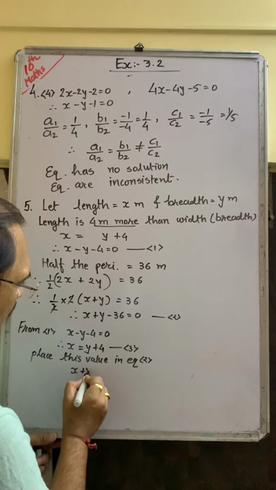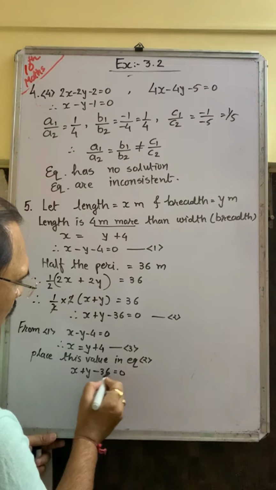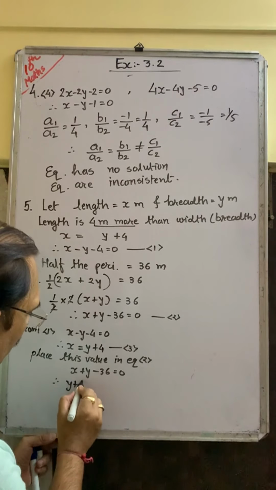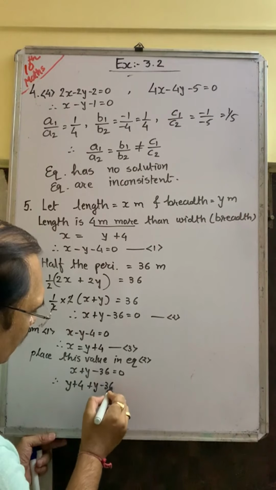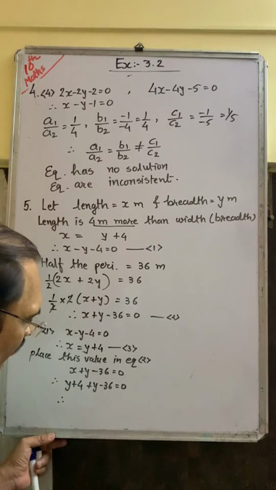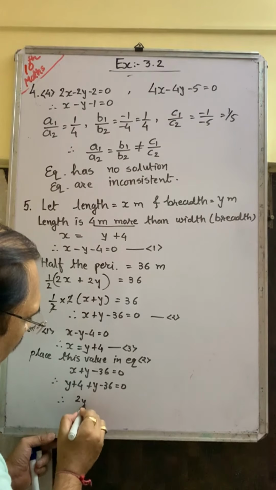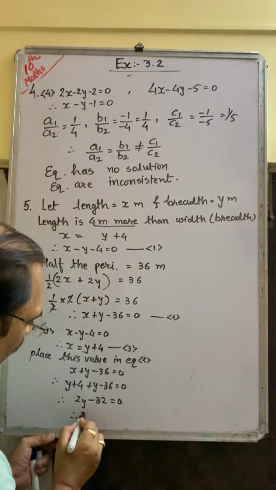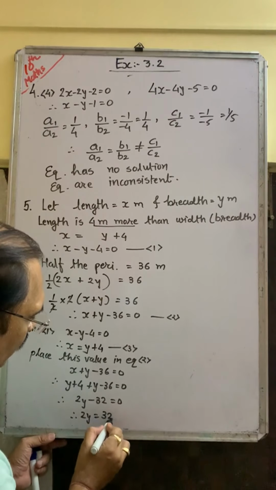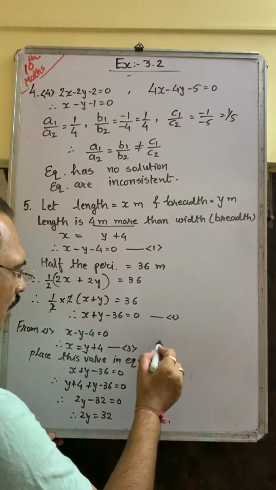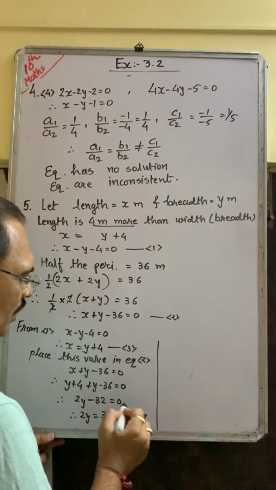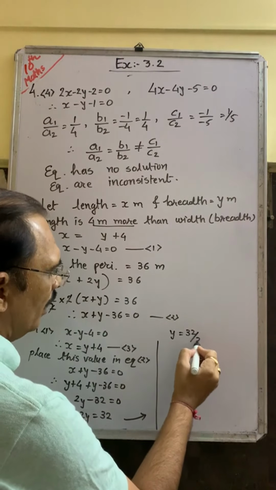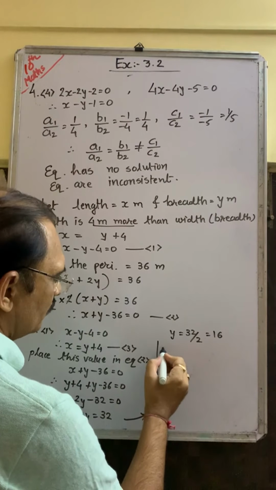Now 2 means x plus y minus 36 equals to 0. Now I have the value of x. X is what? Y plus 4 plus y minus 36 equals to 0. Simplify. Y plus y is 2y. 4 minus 36 is minus 32 equal to 0. Minus 32 move other side, plus 32. 2y equal to 32. Move this side. 2 move other side, so y equal to 32 divided by 2, that is equals to 16.